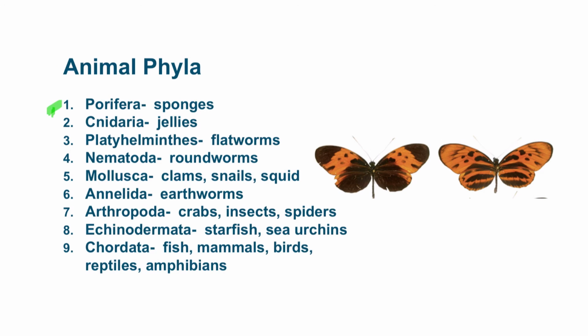So, Porifera includes the sponges, Cnidaria includes jellies and anemones, Platyhelminthes is flatworms, Nematoda are roundworms, Mollusca are the clams, snails, and squid, and octopods. Annelida are earthworms. Arthropoda are the crabs, insects, spiders, etc. Echinodermata are starfish and sea urchins and their relatives. And finally, the Chordata are the fish, mammals, birds, reptiles, amphibians, and these are the animals with backbones.